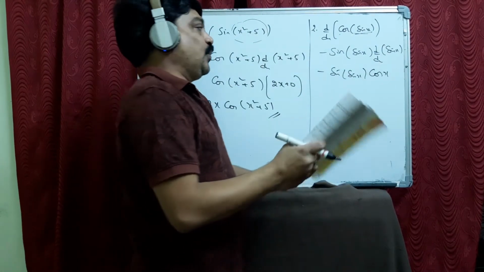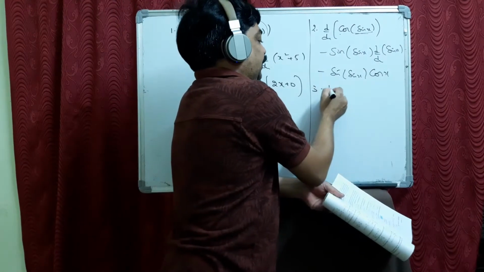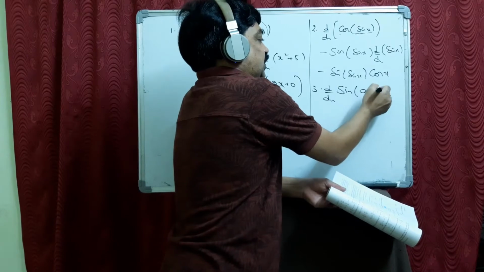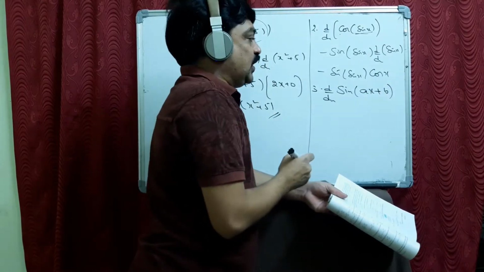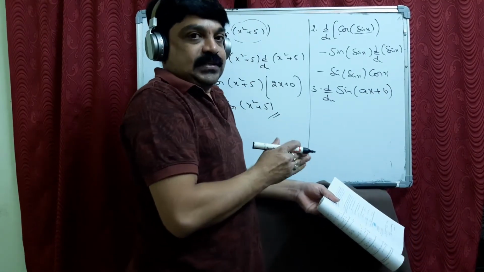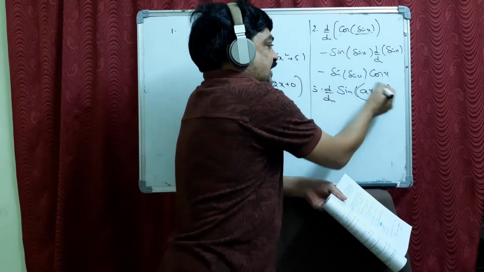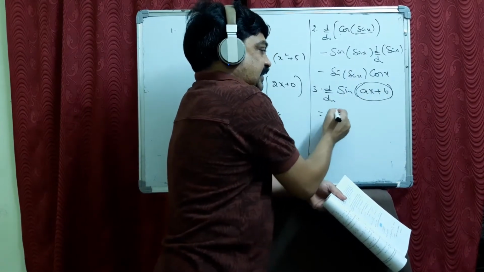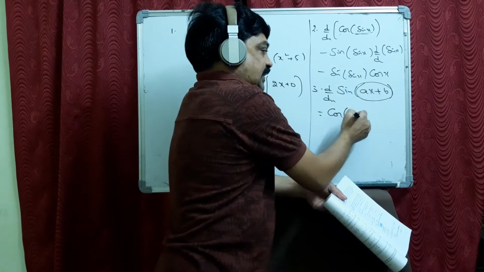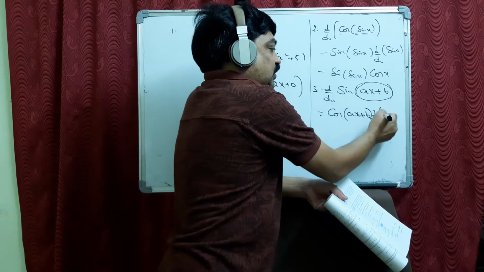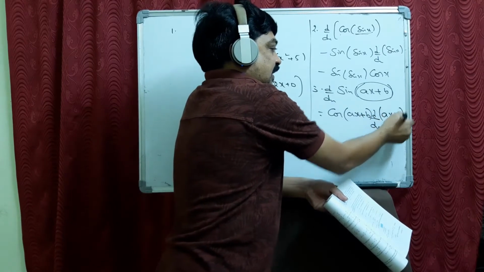Okay, suppose the third question, d by dx of sine of ax plus b. So we know the derivative of sine x, but we don't know the derivative of sine of ax plus b. So we assume this thing as x, sine x. So it becomes cos x, here ax plus b, into d by dx of the thing which we assume as x, that is ax plus b.